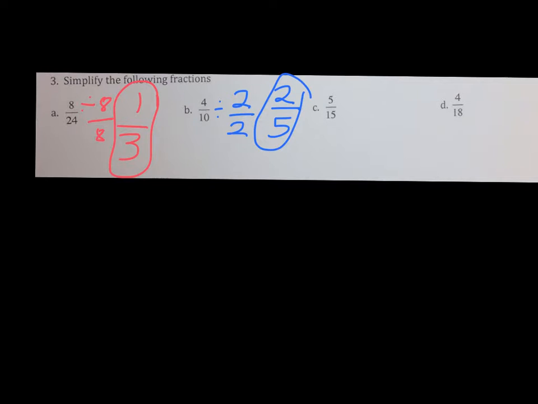Letter C, 5 actually does go into 5 and 15, so I can divide by a giant 1 in the form of 5s. So 5 divided by 5 is 1, and 15 divided by 5 is 3. That will be that final answer. Letter D, 4 does not go into 18. However, 2 goes into both 18 and 4. So I'm going to divide by a giant 1 in the form of 2s, which would give me 4 divided by 2 is 2, and 18 divided by 2 is 9. So that final answer would be 2/9.